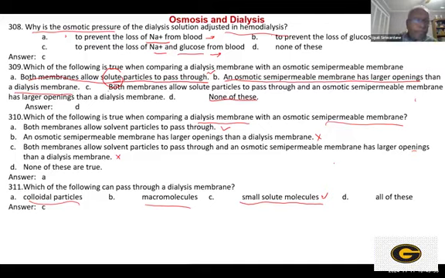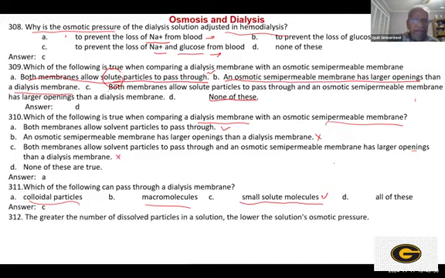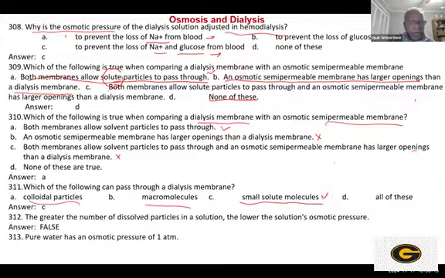The greater the number of dissolved particles in solution, lower the osmotic pressure. False. Greater the number of solute particles, greater the osmotic pressure. Pure water has osmotic pressure of 1 atmosphere. False. Pure water doesn't have an osmotic pressure.